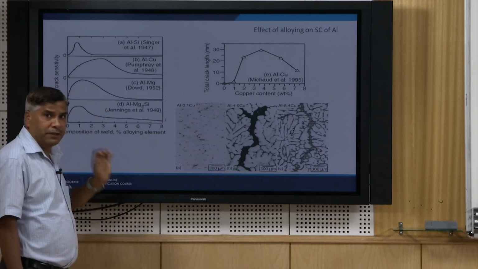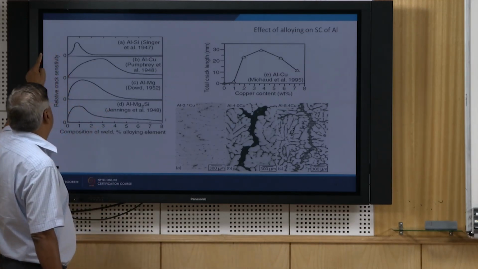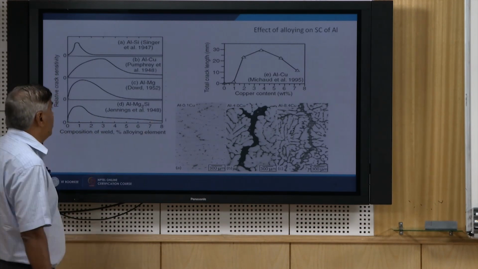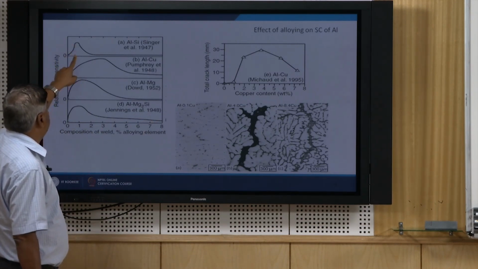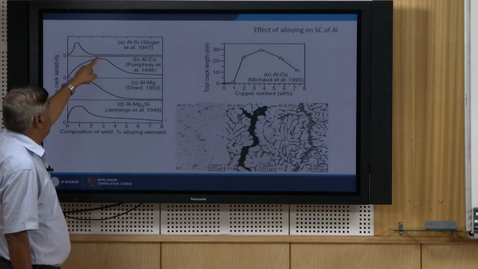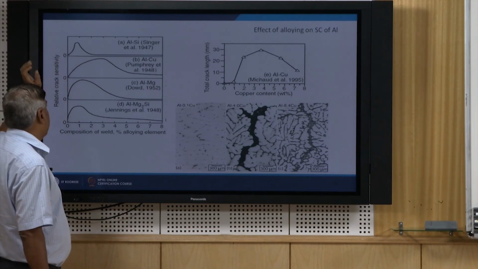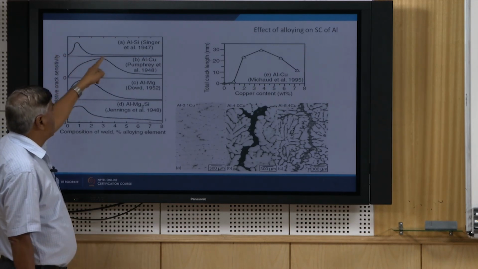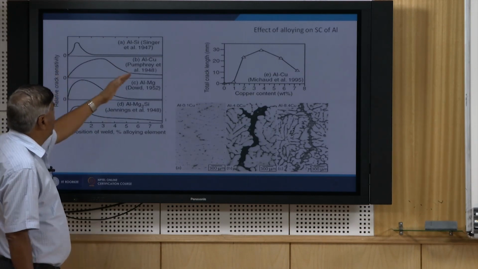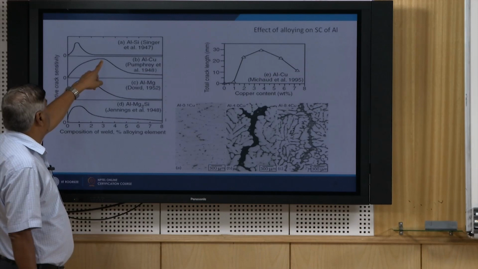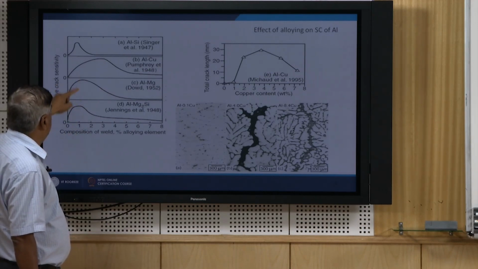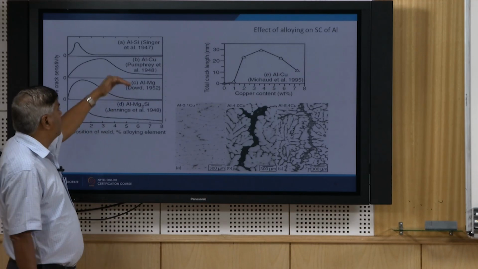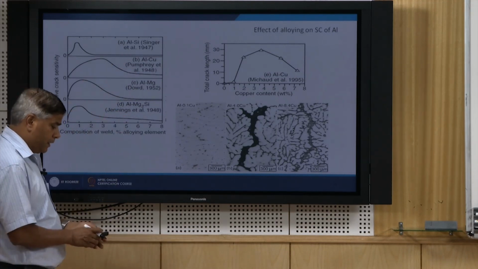So, the same trend we can see for the other aluminum alloys, like for the crack sensitivity for solidification cracking as a function of the different alloying elements. What we can see here, silicon at about 1% results in the maximum cracking tendency. The cracking tendency is less with very limited quantity of silicon as well as with a higher quantity of silicon. Similarly, copper at about 4% results in the maximum cracking tendency. About 1% of magnesium results in the maximum cracking tendency, and for higher concentrations of magnesium, copper and silicon, this cracking tendency keeps on decreasing.